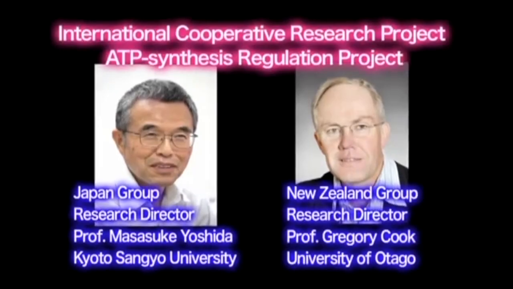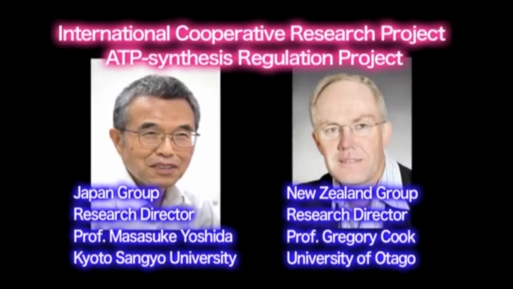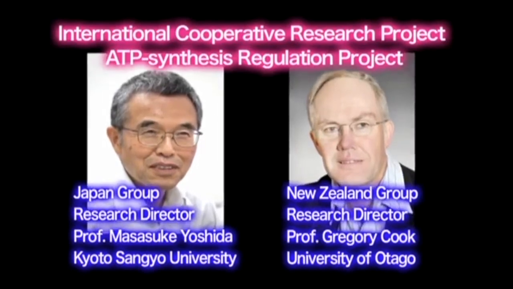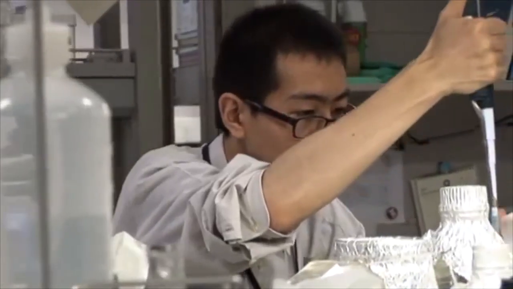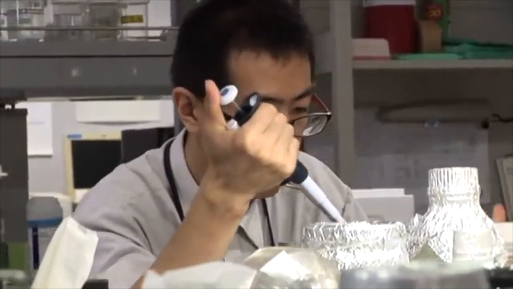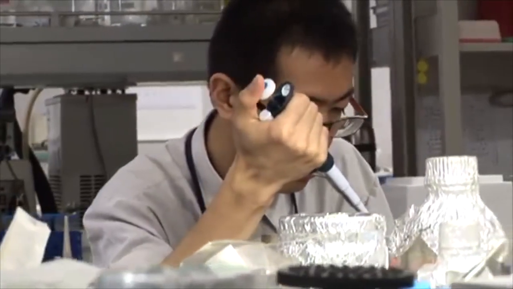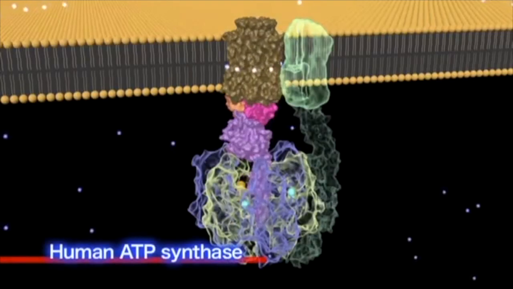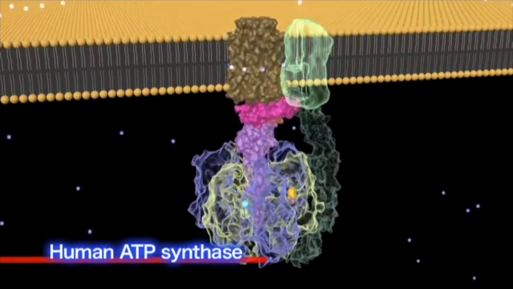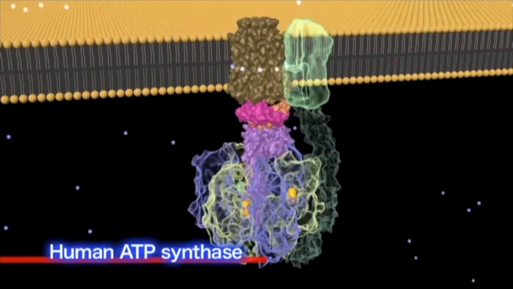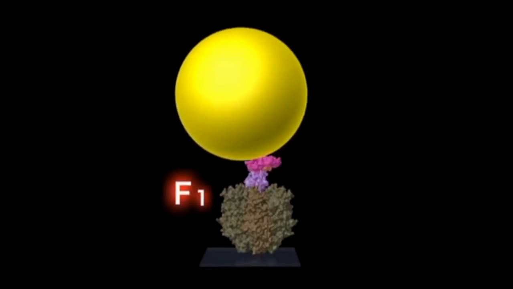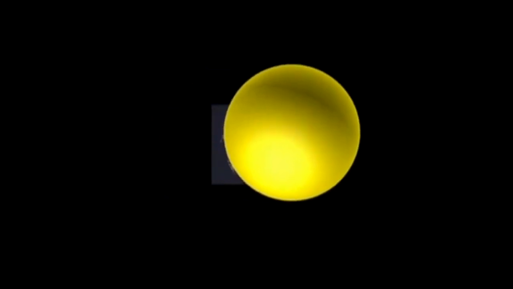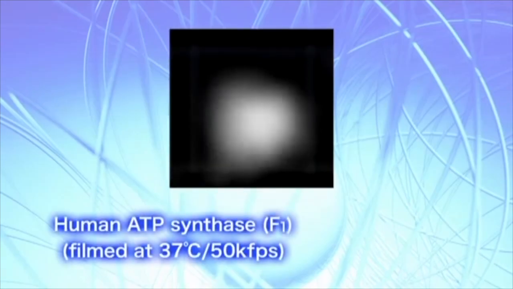In cooperation with Professor Gregory Cook at the University of Otago in New Zealand, the ATP Synthesis Regulation Project at the Japan Science and Technology Agency has unraveled the regulatory mechanisms of ATP synthesis by carrying out enzymatic reactions one after another. The regulatory mechanism of the human ATP synthase is also gradually being clarified. The project team attached a bead to the rotating part of the F1 of the human ATP synthase and successfully observed its rotation. Here are the images obtained.